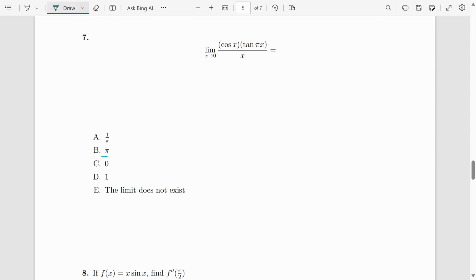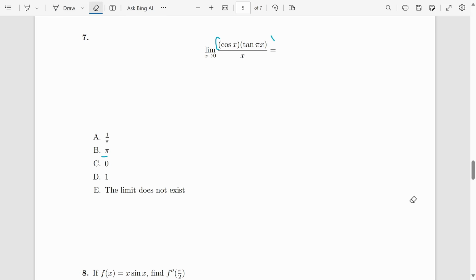So if we were to plug in 0 for all these x's, we get cosine of 0, which is 1, times tangent of 0, which is also 0, and on the bottom we'd have 0. So this is 0 over 0. That's an indeterminate form, which is 0 over 0 or infinity over infinity. So since we have the indeterminate form, we can do L'Hopital's rule, where we take the derivative of both the top and the bottom separately, and our limit will stay the same.